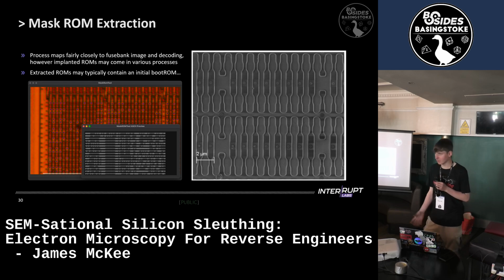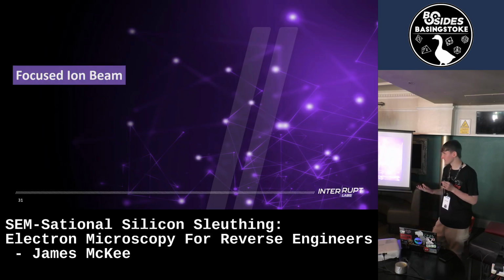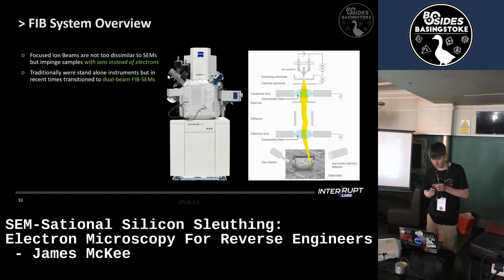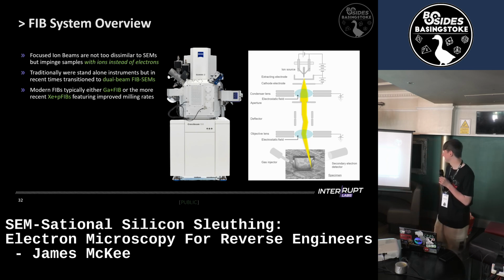The next big thing, outside of SEMs, is focused ion beams, which are very similar machines, except instead of using electrons, they use ions to bombard the sample. Not too dissimilar. Traditionally, they used to be their own units, but now we've got cross-beam units that have a SEM and a FIB built in, so you can image and use the FIB. There are different types of FIBs, like gallium FIBs and xenon plasma FIBs, which as reverse engineers we're not really using for anything fancy, although the fact that they can remove material much quicker.